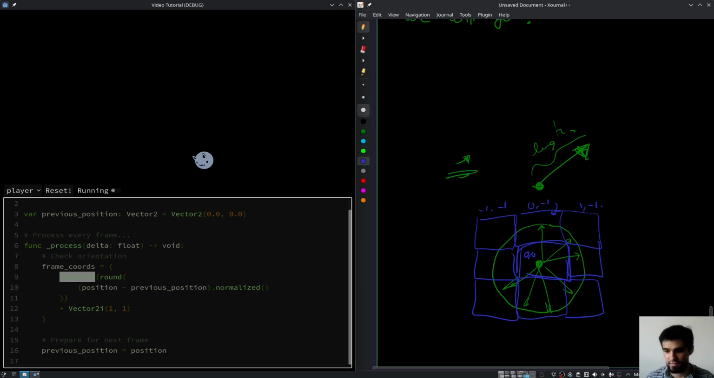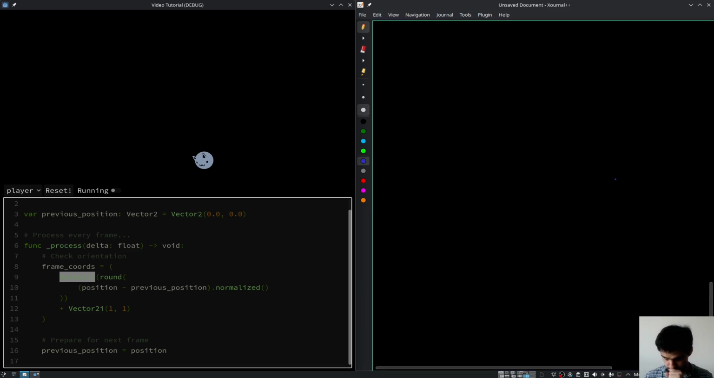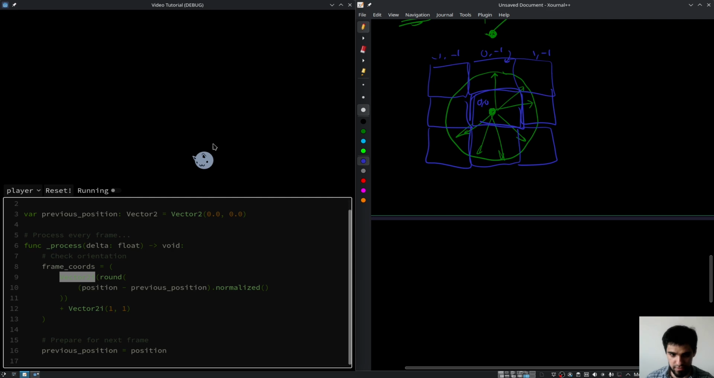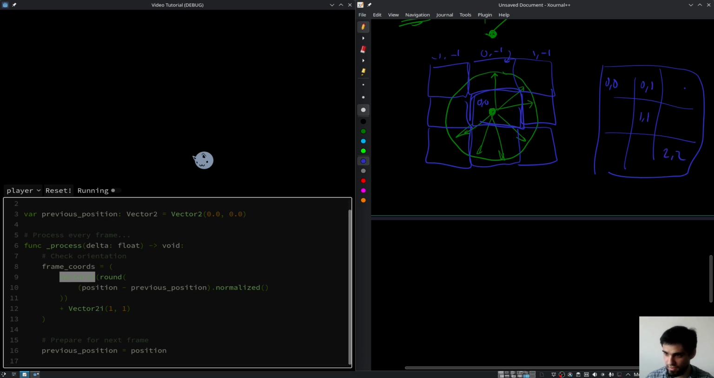And so now that I have this vector that is made of integers, I can use the frame coordinates of this little image, but the frame coordinates are a little bit different. The frame coordinates have 0, 0 being this one, this one is 0, 1, this one is 1, 1, and this is 2, 2. And so what I'm going to do is just transform from these to these by just adding 1, 1.